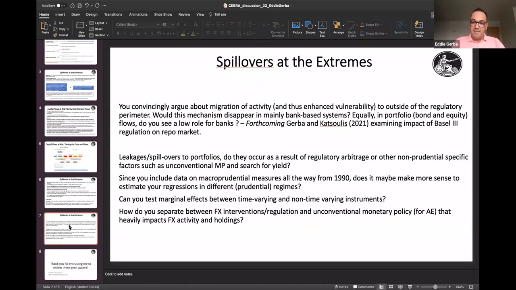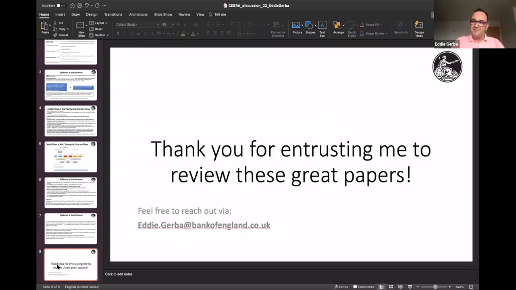You include data from 1990. This puts us into two very different regimes in terms of thinking on prudential regulation: the earlier regime, before the great financial crisis, and the post-crisis one, so maybe having that separation. And then I'll just throw in the last one. How do you separate between FX intervention regulation and unconventional monetary policy, which in itself has an effect on FX activity and holdings?